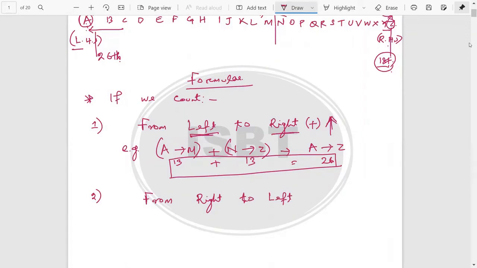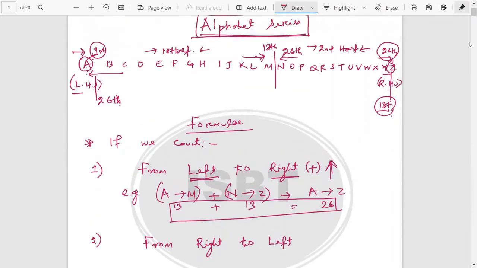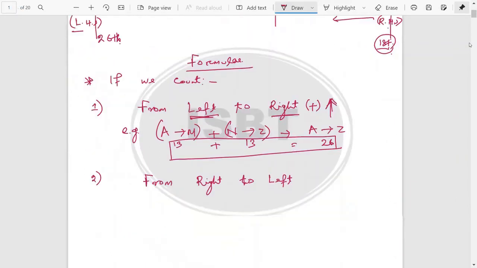Right to left. Look at this direction. Right means from Z. If I count from Z, what is the position of Z? First position. So I'm counting from Z to A, so the number of letters automatically will also increase. If it increases, the sign will be plus.